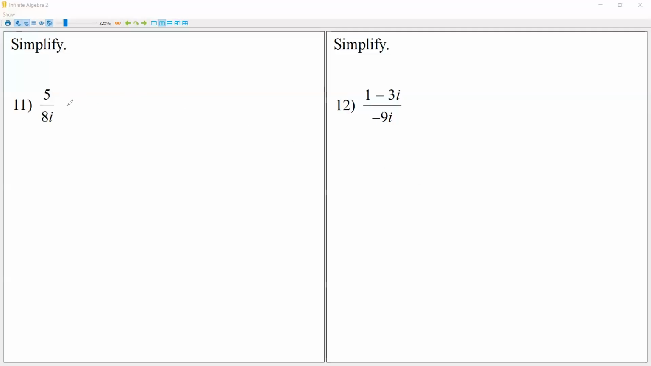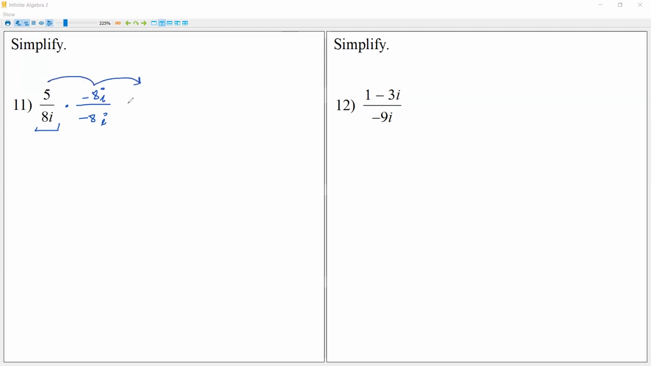All right, so we're going to multiply here by negative 8i over negative 8i. Remember that you always multiply by the complex conjugate of the denominator. That all sounds big, fancy, and kind of crazy, but it just means the opposite essentially in this case. So the opposite of 8i is negative 8i.